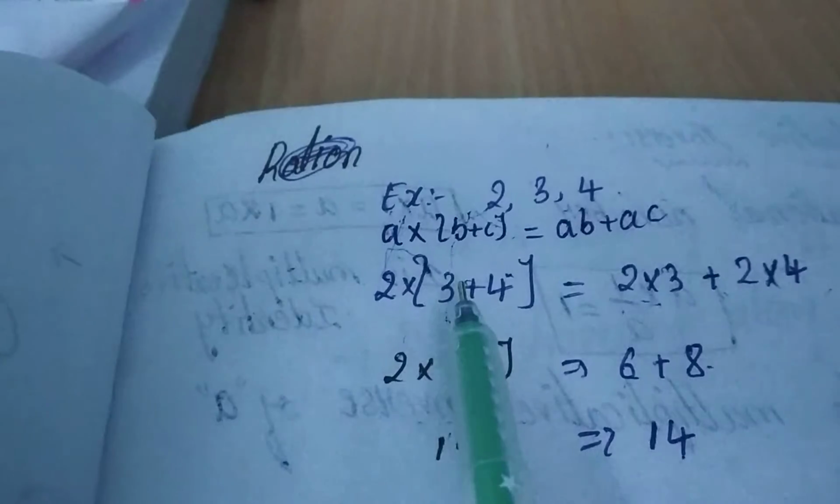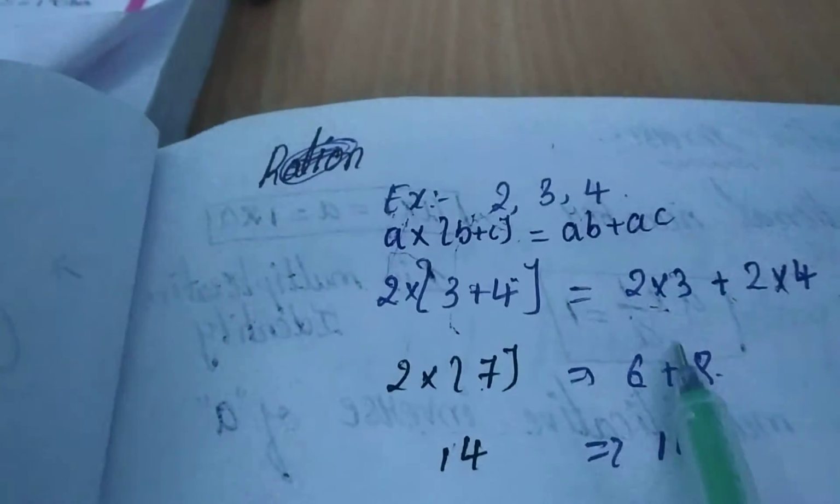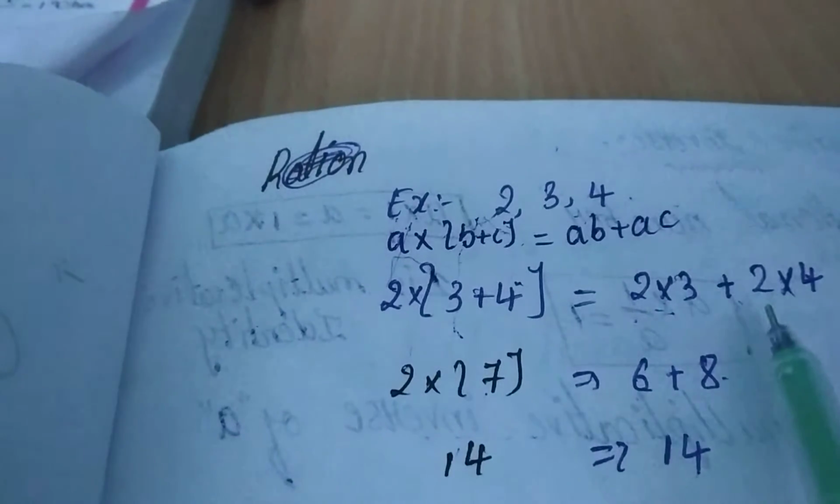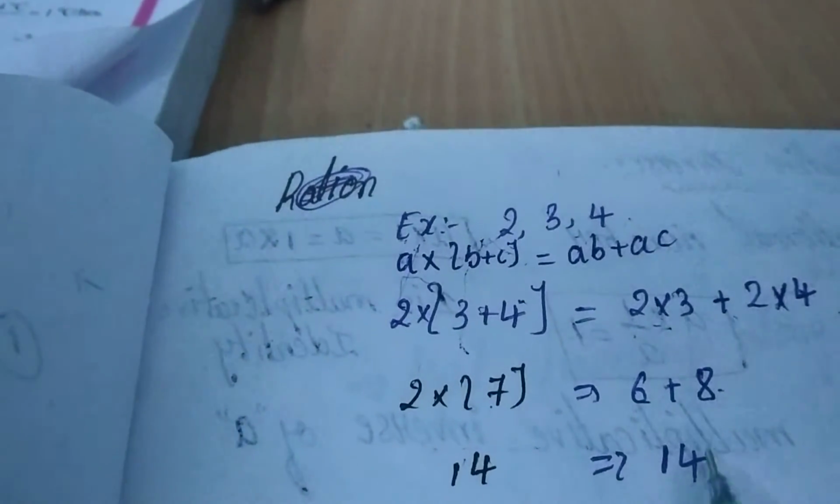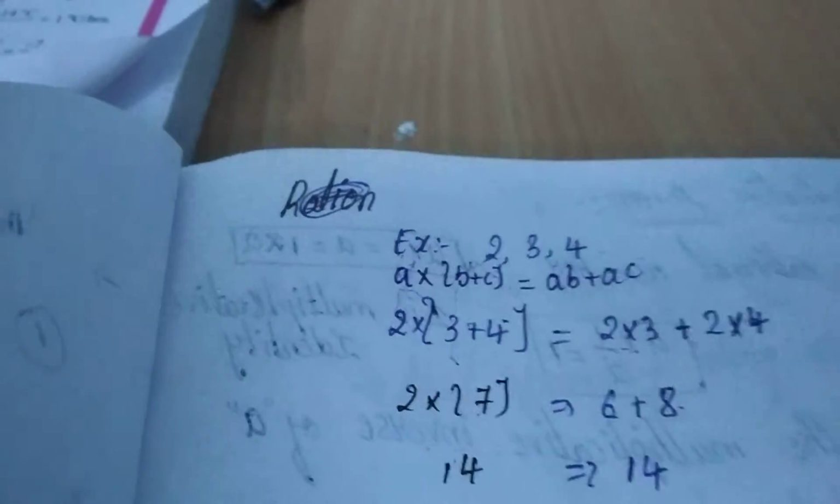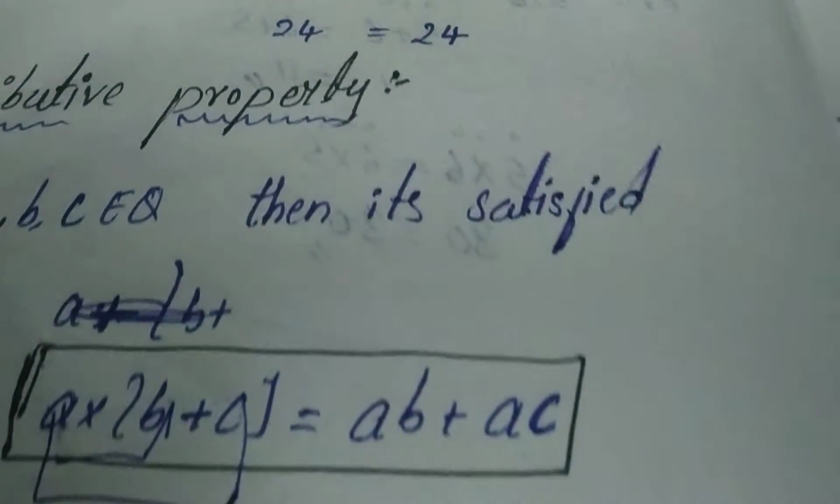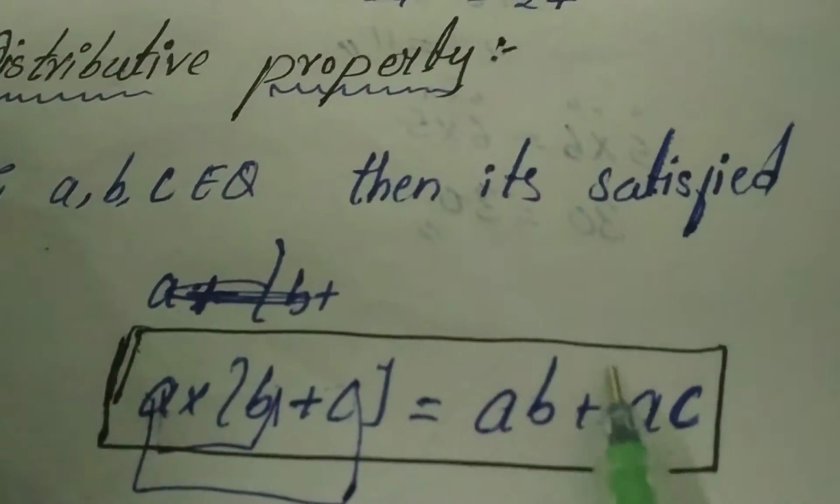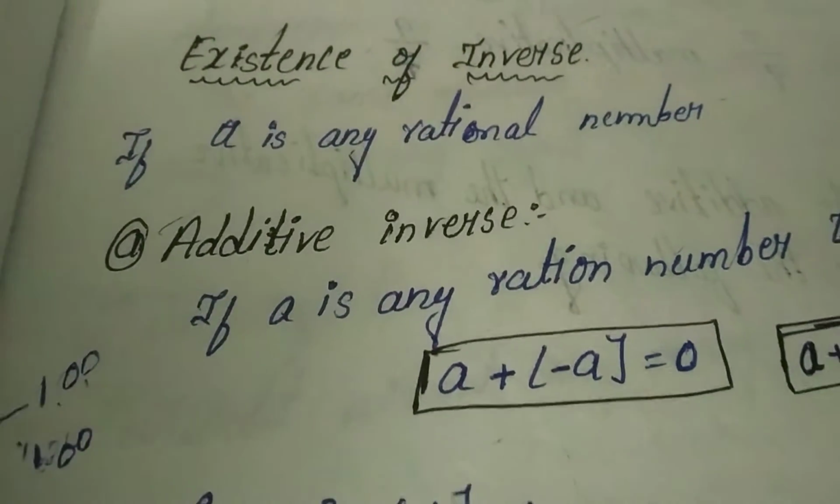Okay, first LHS: 3 plus 4 is 7 now. Then come to the RHS. 2 times 3 is 6, plus is as it is, 2 times 4 is 8. Okay, 2 times 7 is 14, and 6 plus 8 is also 14. That means we get LHS is equal to RHS. That means this condition is satisfied. Up to now we have learned about the properties of rational numbers.